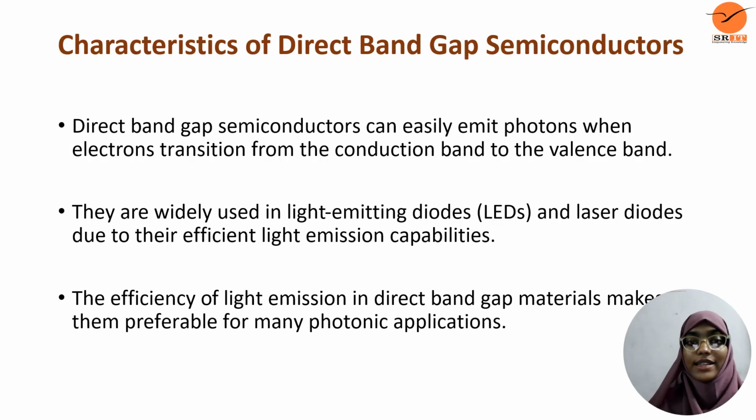Now let us see the characteristics of direct band gap semiconductors. Direct band gap semiconductors can easily emit photons when electrons transition from the conduction band to the valency band. They are widely used in light emitting diodes, which is nothing but LEDs, and laser diodes due to their efficient light emission capabilities. The efficiency of light emission in direct band gap materials makes them preferable for many photonic applications.